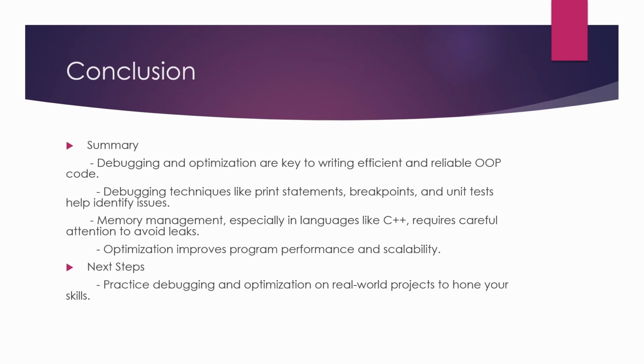To conclude, debugging and optimization are key to writing efficient, reliable OOP code. Debugging helps identify and fix bugs, while optimization ensures that your code runs faster and uses resources more efficiently. As you work on real-world projects, practicing these techniques will help you become a more skilled programmer.